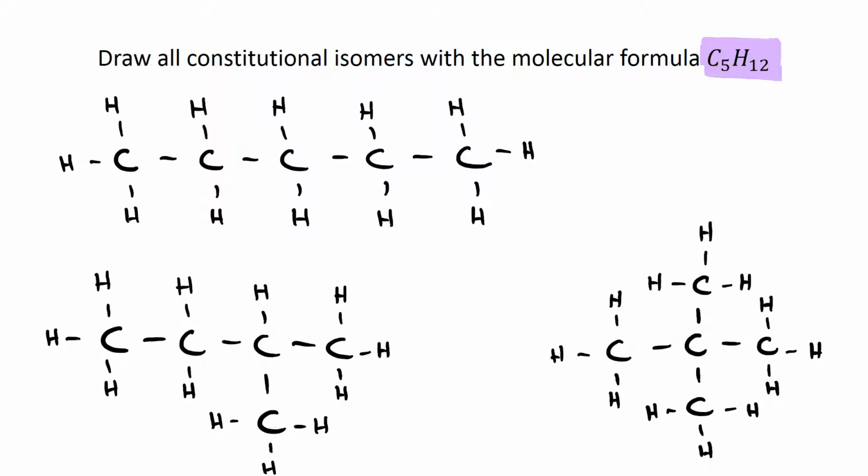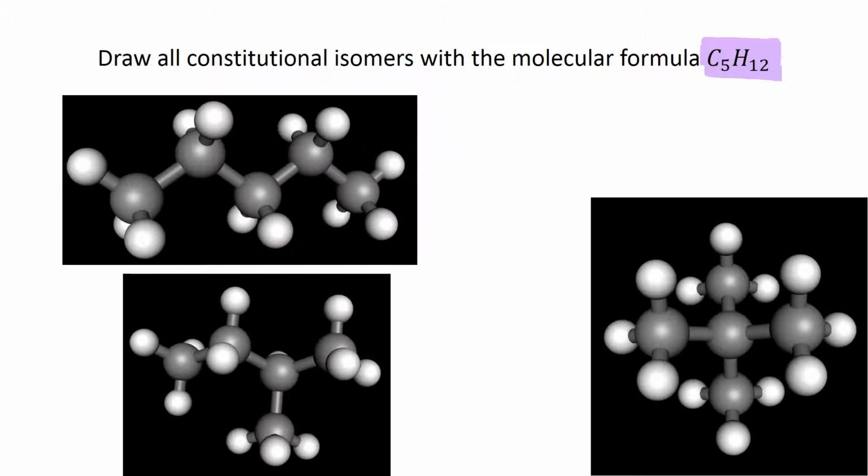And those are your constitutional isomers, all the possible constitutional isomers for the molecular formula C5H12. If you want to see what those look like in 3 dimensions, just quickly, pictures would look like this. Those black balls are carbon atoms, the white ones are hydrogens.